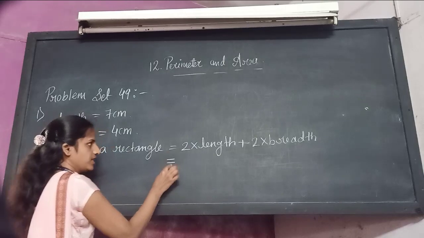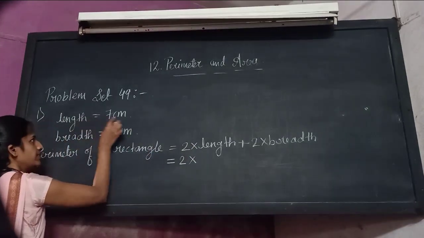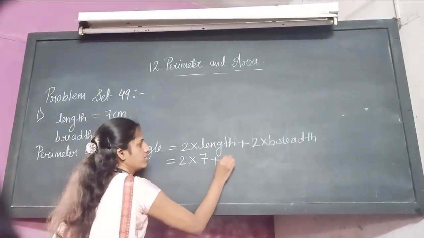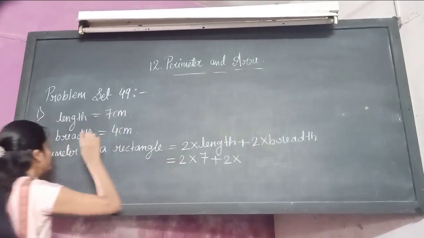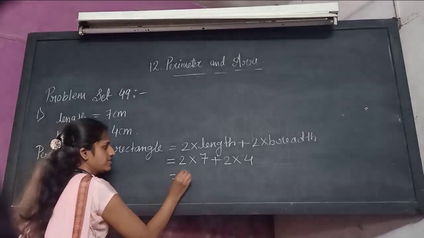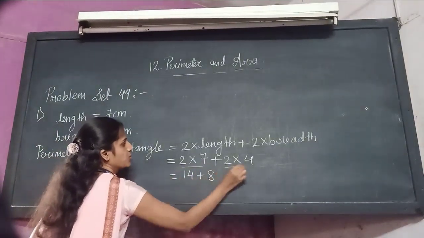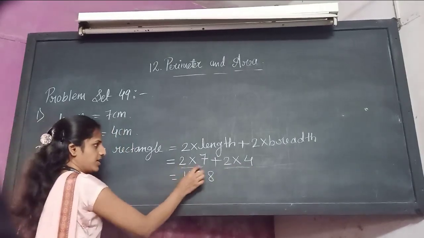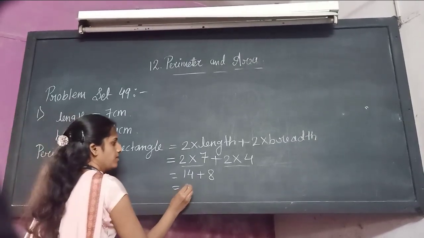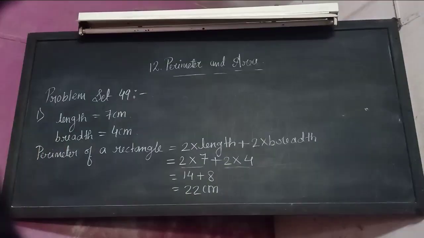First of all, you will copy this equal sign. Then 2 multiplied. In place of length, we will write 7. Then after that plus. Again 2 multiplied. In place of breadth, we will write 4. Now just do multiplication. After substituting the value, you just multiply. 2 sevens are 14, 2 fours are 8. 14 plus 8 will be 22. So that means the perimeter will be 22 centimeter.